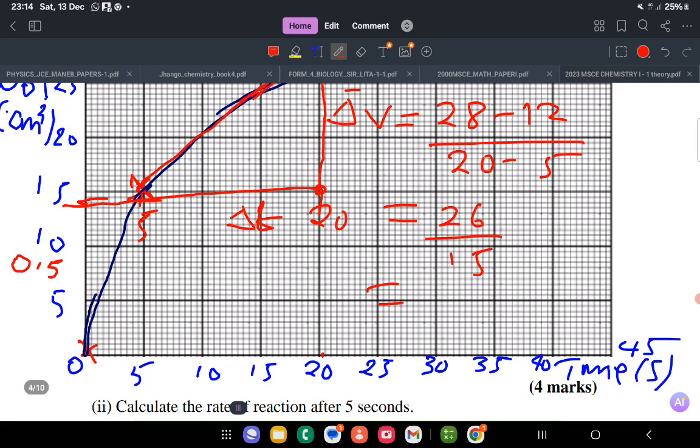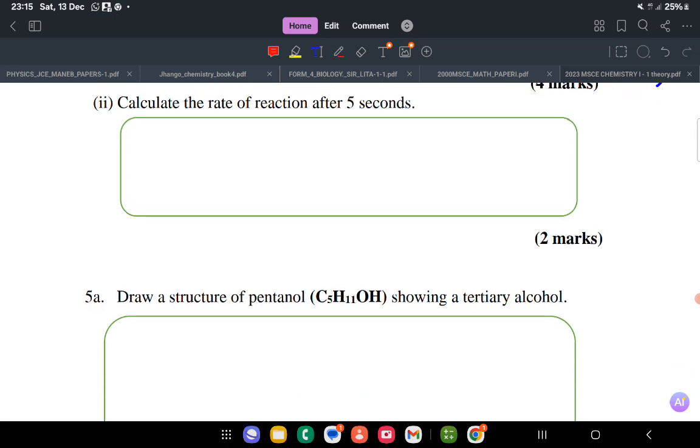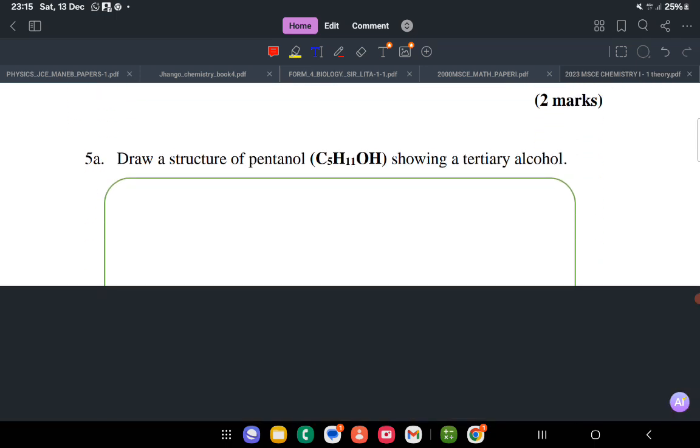So the rate, therefore, is going to be 1.7 cubic centimeters per second. Don't forget the units. It's cubic centimeters per second. All right, so you can do that. You can ensure you're working there without problems.